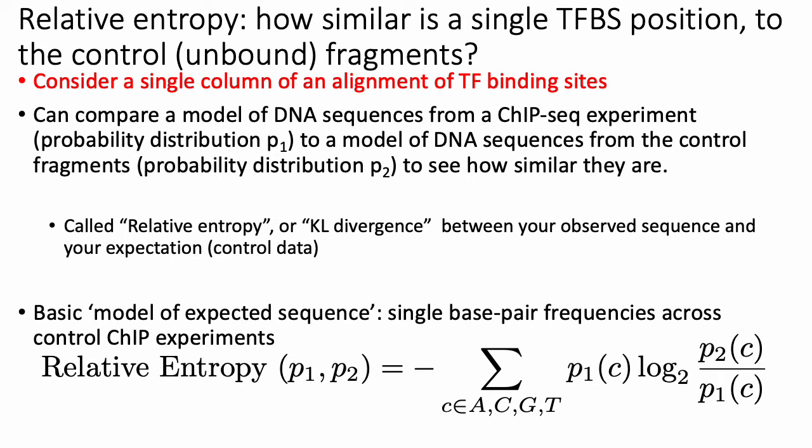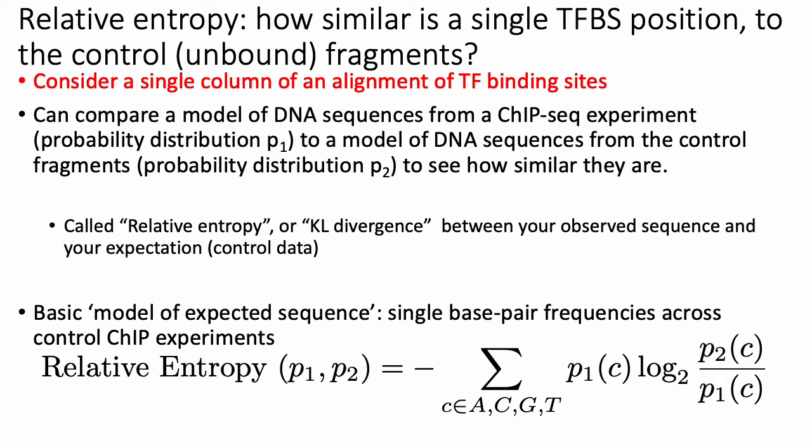So just like with the entropy calculations, for a given position in my alignment of the TF binding sites, I can ask, what fraction of the bases were A versus C versus G versus T? That forms my so-called foreground, or my model of DNA sequences from my ChIP-seq experiment at a given position. Here I'm calling that distribution of frequencies P1. The difference between relative entropy and entropy is that relative entropy also requires you to have a model of the control fragments.